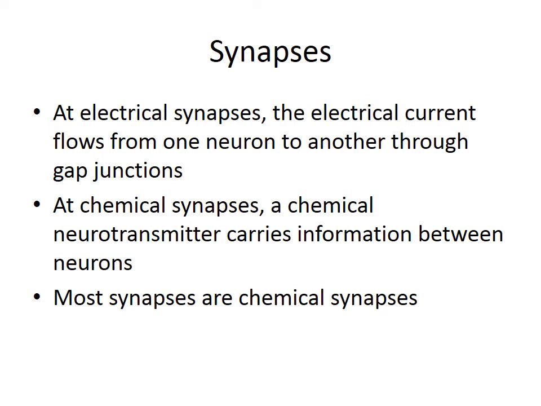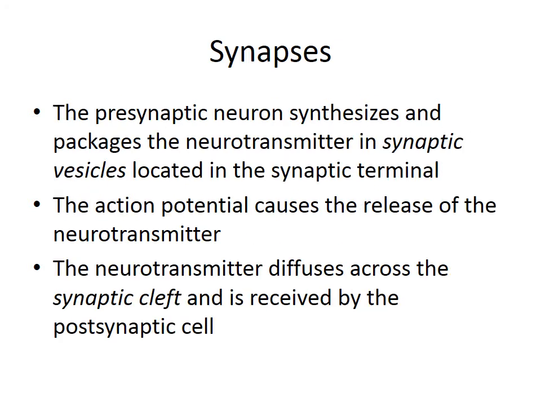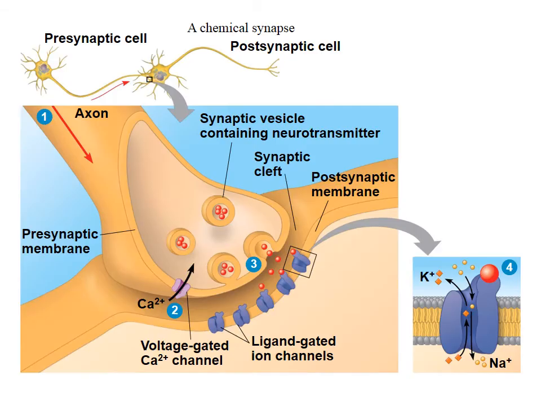At electrical synapses, the electrical current flows from one neuron to another through gap junctions. And we looked at gap junctions before. At chemical synapses, a chemical neurotransmitter carries information between neurons. And we looked at chemical synapses before. Most synapses, of course, are chemical synapses. The presynaptic neuron synthesizes and packages the neurotransmitter in synaptic vesicles located in the synaptic terminal. The action potential causes the release of the neurotransmitter, and the neurotransmitter diffuses across the synaptic cleft and is received by the postsynaptic cell, like this.